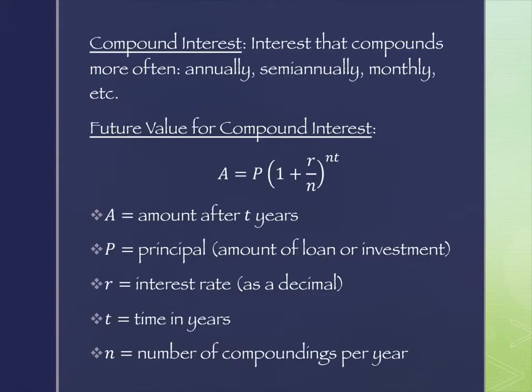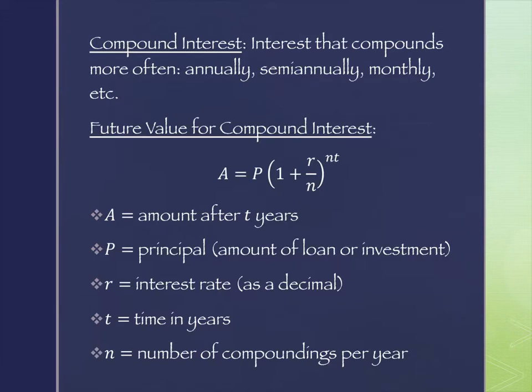What they're typically done with is something called compound interest, and this you have definitely seen before too. You would have seen it either in an Algebra 2 course or maybe a financial mathematics course if you've had that in high school. Compound interest is interest that compounds more often than one time. Simple interest compounds one time.